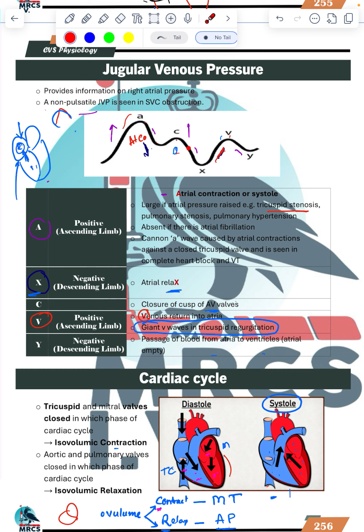The C wave is formed because of sudden closure of the AV valves, so pressure will increase. This is actually a single wave, and here is the descent. X descent is relaxation of the atrium. Then the V wave, again a positive wave because of filling, venous return into the atria. The atria are getting filled. Then Y descent is passage of blood from the atria to the ventricle, emptying. This is relaxation, this is emptying, this is filling, this is contraction, this is closure.